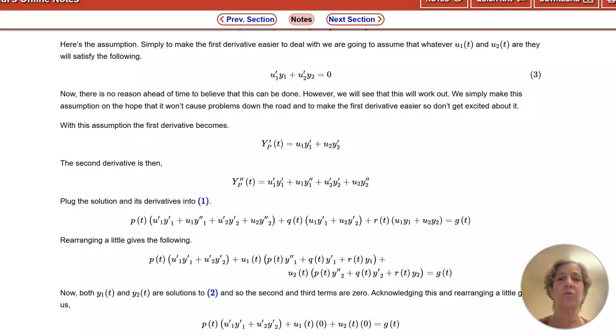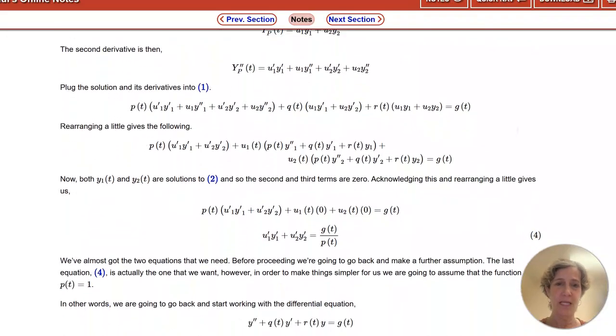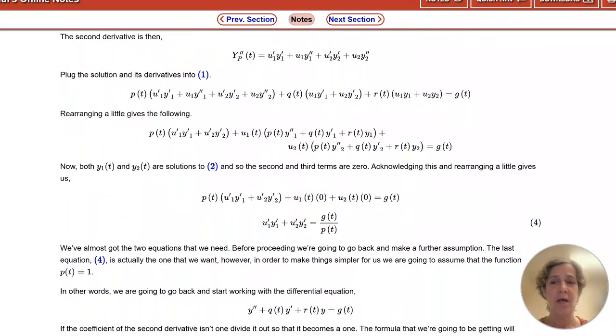So given that assumption, we simplify our first derivative of the particular solution to be u1 y1 prime plus u2 y2 prime. Then again, using the product rule, we get the second derivative as you can see. And then we're plugging it into our differential equation. Again, this is a proof in general because this method does work even if we don't have constant coefficients. All of the problems we're going to encounter will have constant coefficients. So you can again see we're just substituting p of t times y double prime plus q of t times y prime, with our assumption that that part of y prime would be 0, and r of t times y equals some g of t.